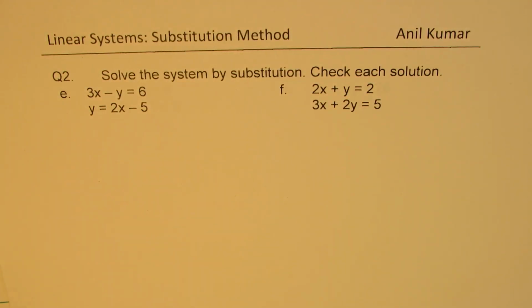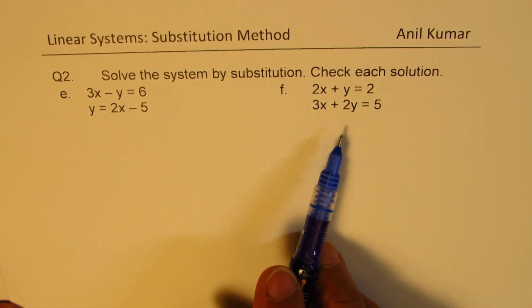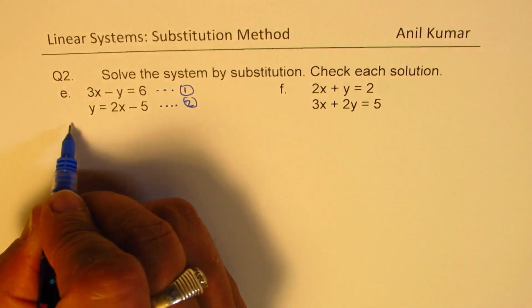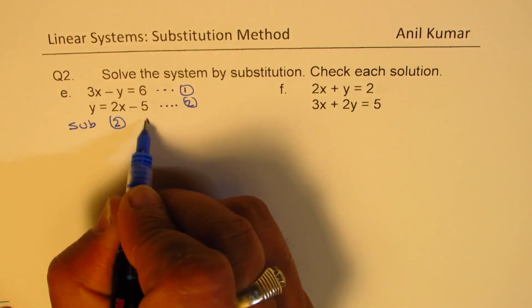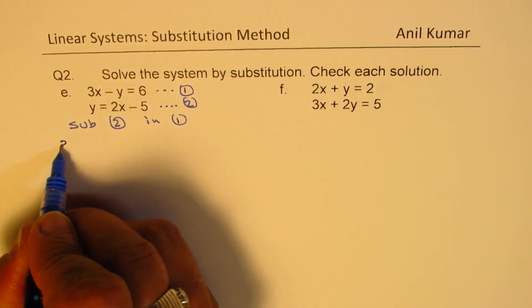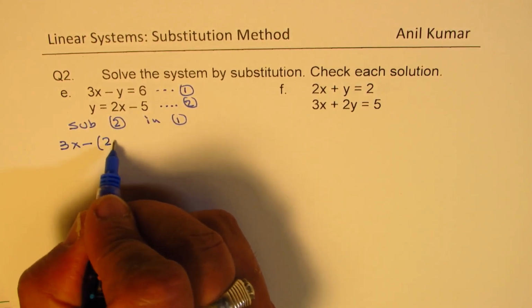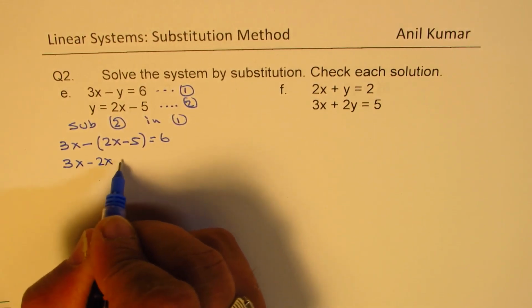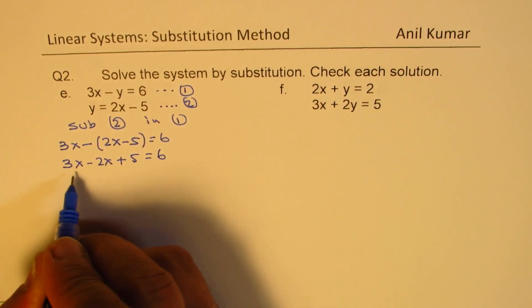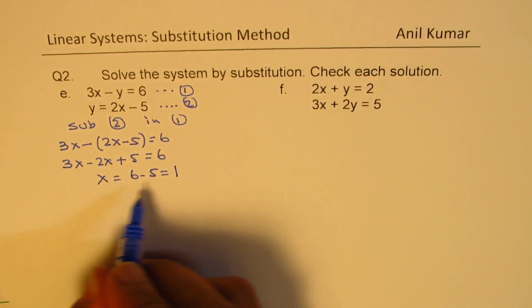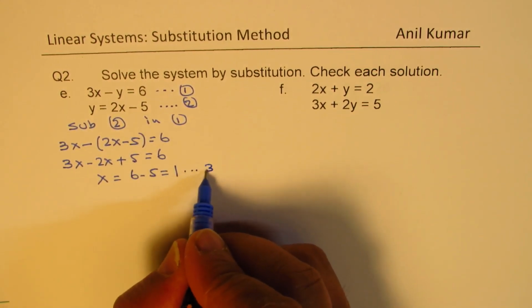Now, question number 2, part E and F. So we have to follow the same procedure. These are all practice questions for you. So this is, again, equation number 1. This is equation number 2. We'll sub 2 in 1, which is y equals 2x minus 5 here. So we get 3x minus (2x minus 5) equals 6, or we have 3x minus 2x plus 5 equals 6. 3x minus 2x is x, and we have 6 minus 5, which is 1. So x is 1. So that is our equation 3.